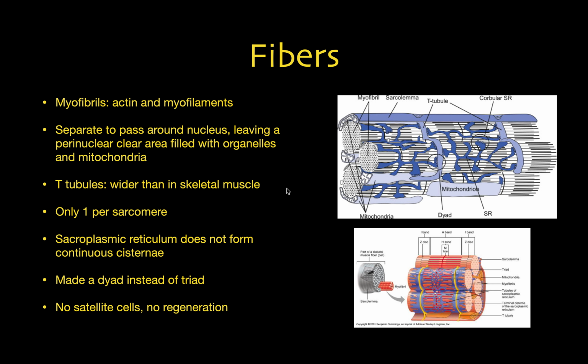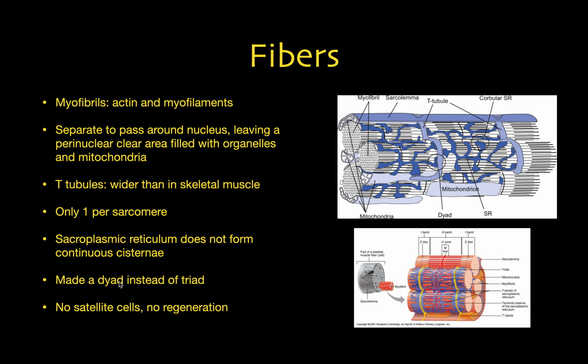And in the heart, the T tubules are wider than in the skeletal muscle, and there's only one T tubule per sarcomere. The tubules also help the conduction of the impulse to allow the cell to contract as a unit. And the sarcoplasmic reticulum does not form a continuous cisterna.